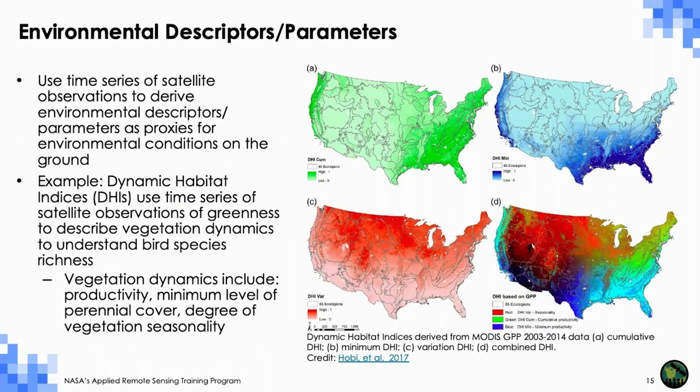So satellite images can also be used to generate maps of environmental descriptors and parameters. And these descriptors can act as a kind of proxy for management needs, like those shown here related to wildlife habitat health. And in this example, dynamic habitat indices were created from MODIS data collected from 2003 to 2014 to provide information about vegetation health, along with other habitat metrics like productivity, perennial cover, and the degree of vegetation seasonality. And these dynamic habitat indices, or DHIs, capture seasonal variations in energy that species can use in the form of food that are useful metrics in the understanding of bird species richness. So using time series analysis in this way can be an excellent method for characterizing those environmental parameters most important to your study system or area.